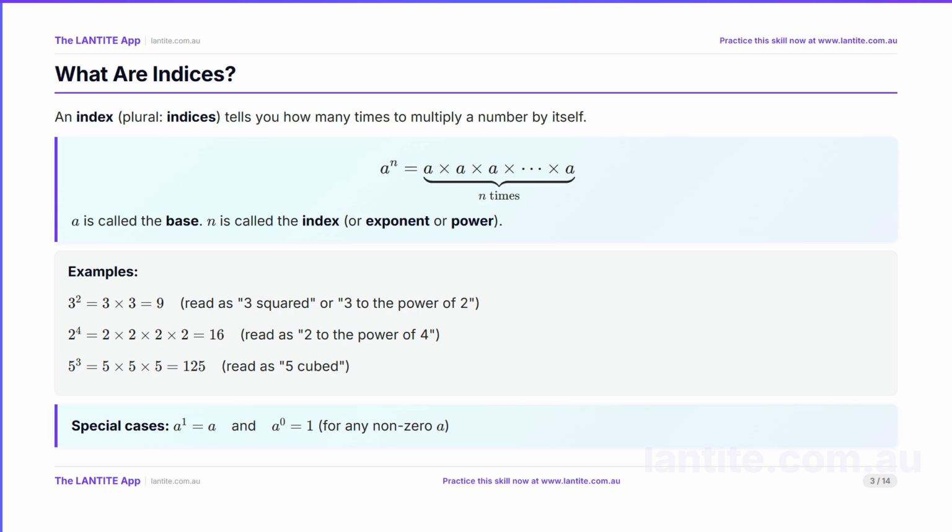There are two special cases to remember. Any number to the power of 1 is just itself, and any non-zero number to the power of 0 equals 1.